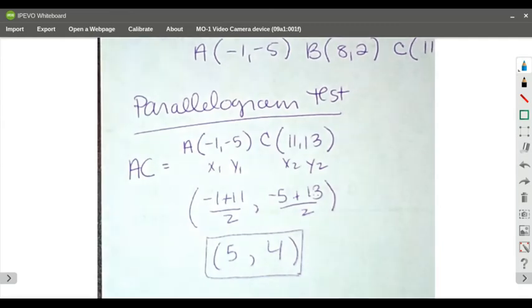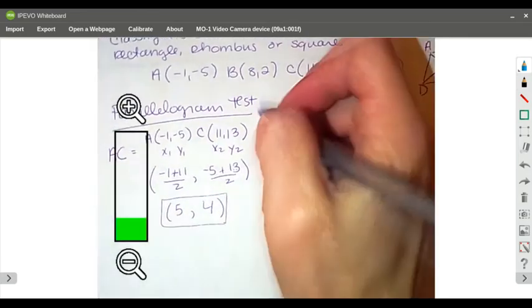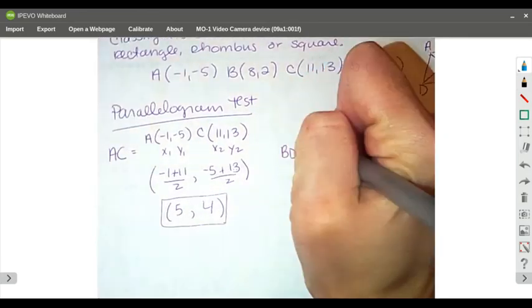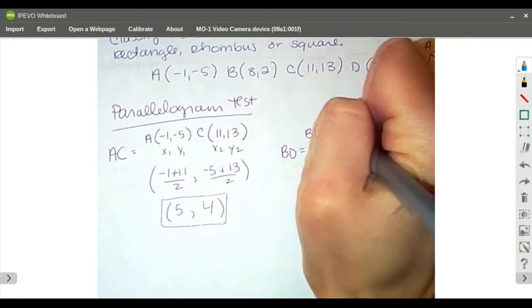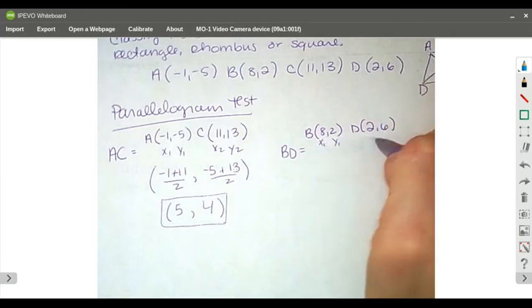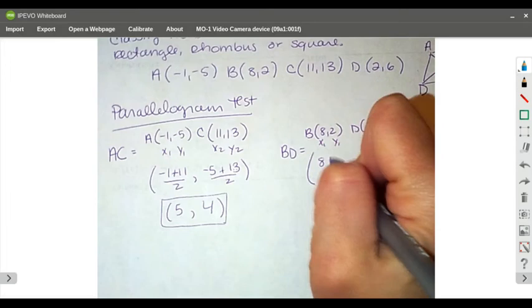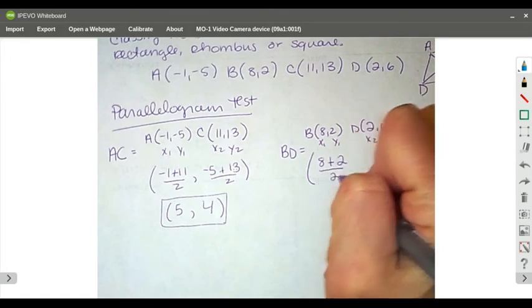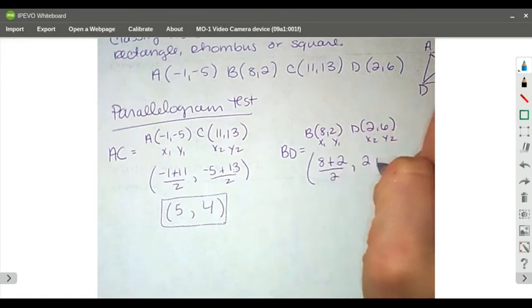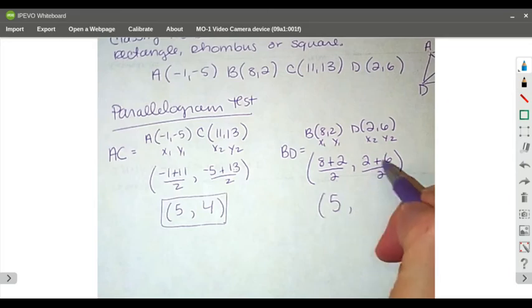Now I'm going to do the midpoint of BD and see if it's the same. If it is, then yes, it is a parallelogram. So let me zoom out a little bit. I'll do BD right here. So B is 8, 2. D is 2, 6. x1, y1, x2, y2. We'll plug it in. So x1 is 8 plus x2 is 2 over 2. y1 is 2 plus y2 is 6 over 2. So 10 over 2 is 5. 8 over 2 is 4.